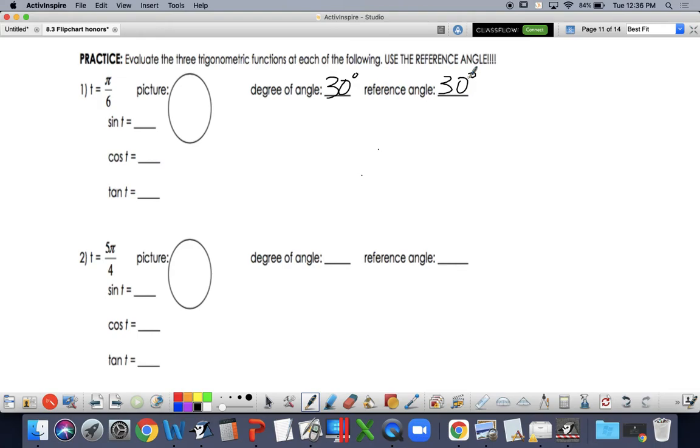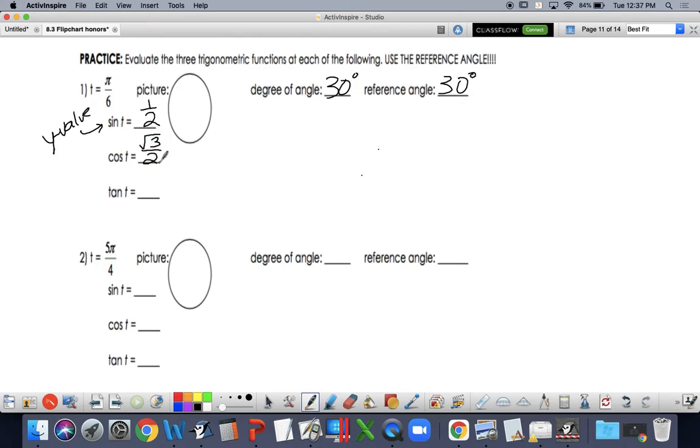So when I look at my unit circle, what is the sine at 30 degrees, or pi over 6? 1/2, right? We've got to look at the y coordinate. You've got to look at the y value on your unit circle. What is the cosine of 30? Square root of 3 over 2.